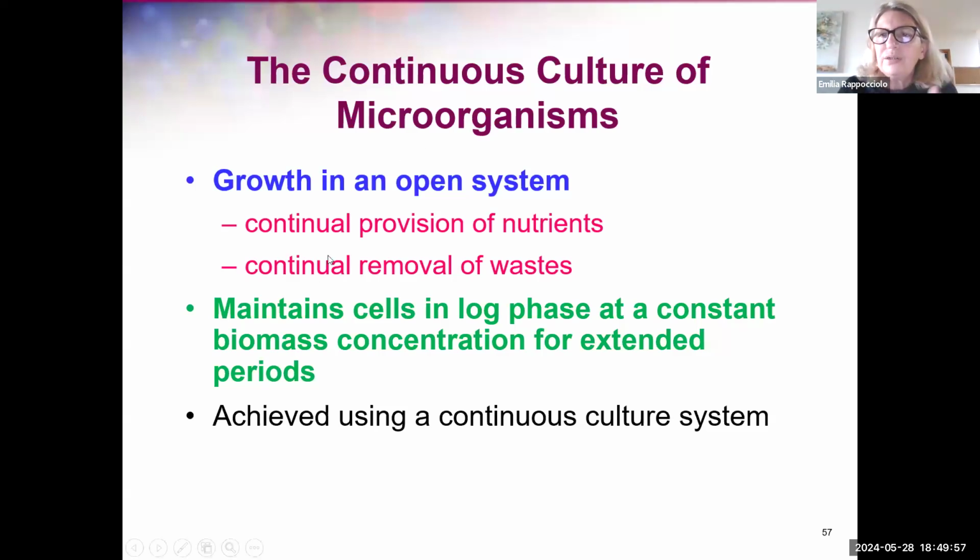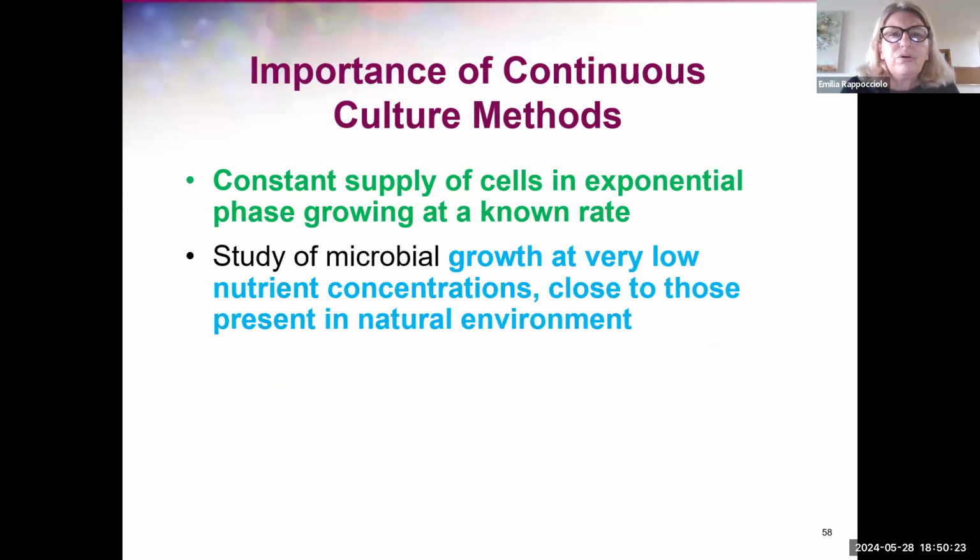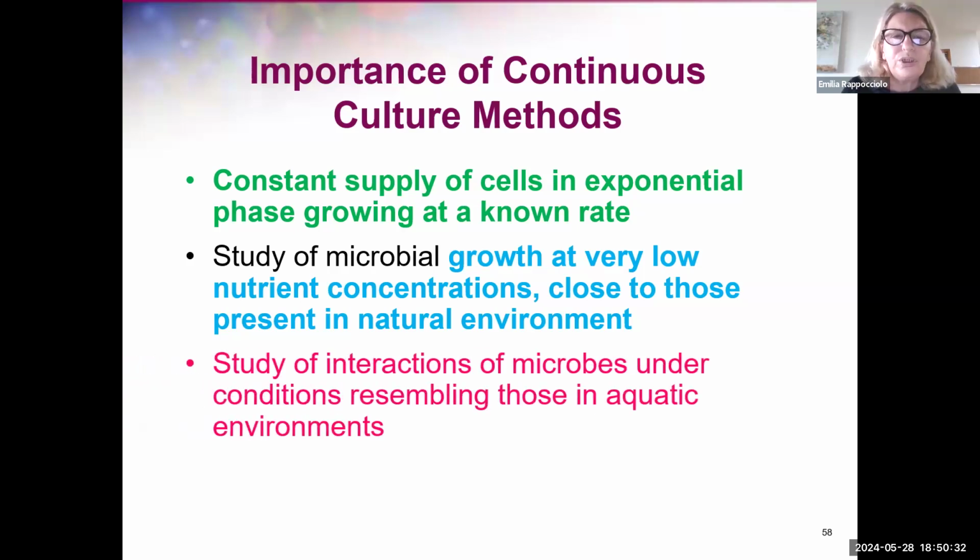You continually provide nutrients. So the bacteria eat the food, they consume it, you add some more, and you remove the waste that might cause slowing down of growth rate. So you keep the cells in a constant phase of growth. Most of the time it is log phase, but it's not always log phase. So we constantly supply cells in exponential phase and keep the conditions in the optimum, where you have the maximum growth rate.